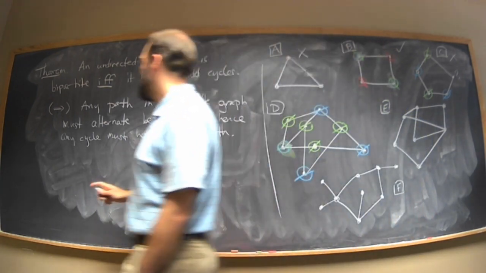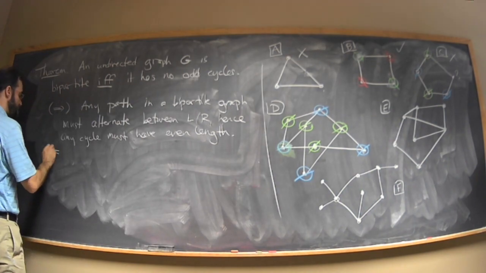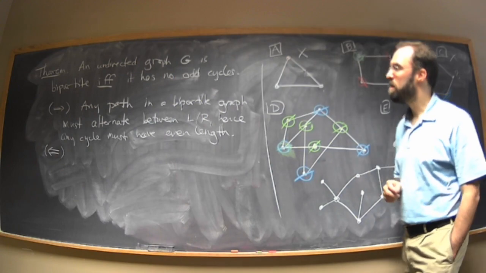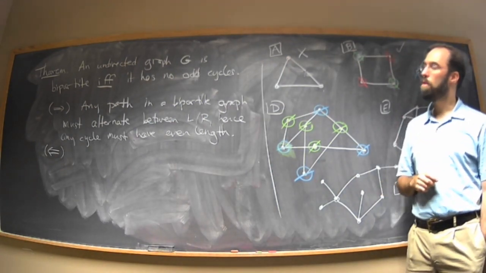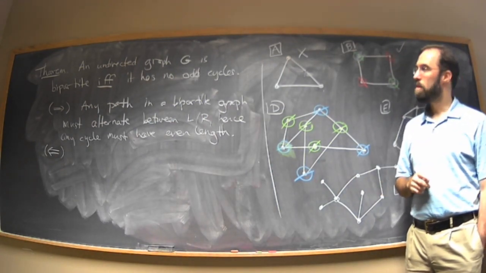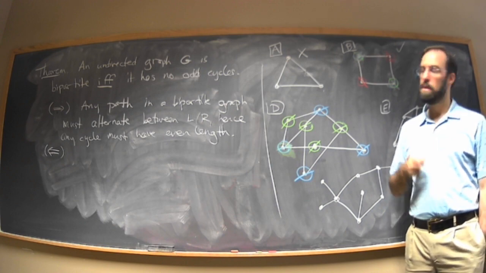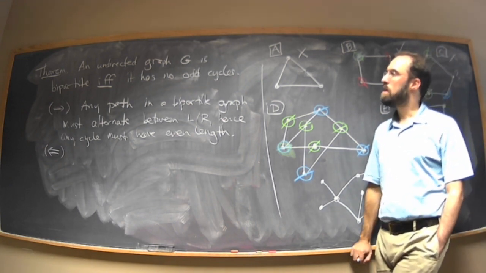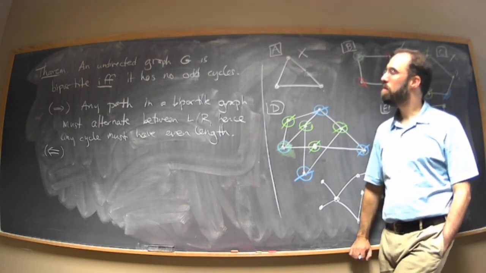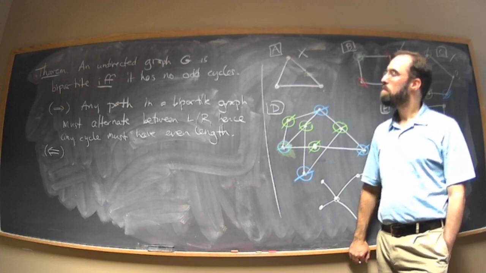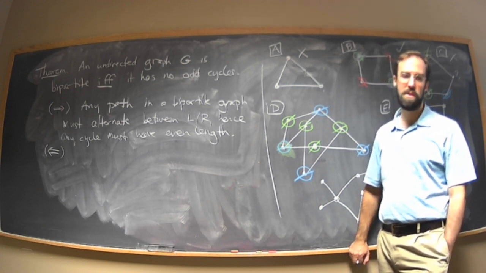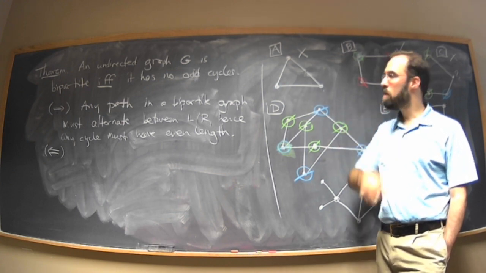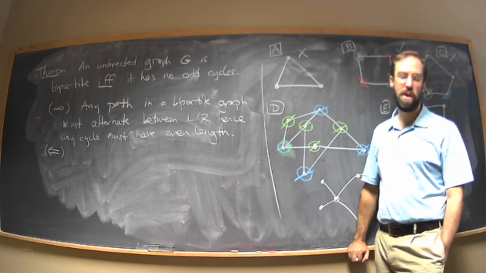So the other direction is more interesting. In the other direction, we have to show that if I have a graph with no odd cycles, then it's bipartite. This is interesting. It seems less obvious how we would go about doing that, because to show something is bipartite, we have to show how you split up the vertices into left and right sets and show there's no edges between them. But all we have to go on is that there's no odd cycles.